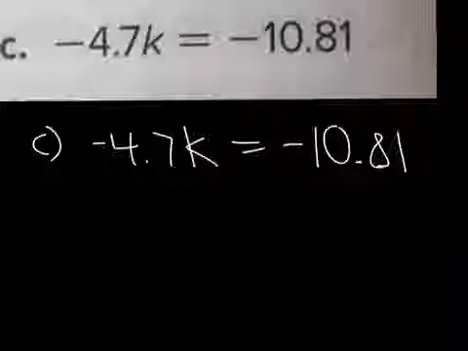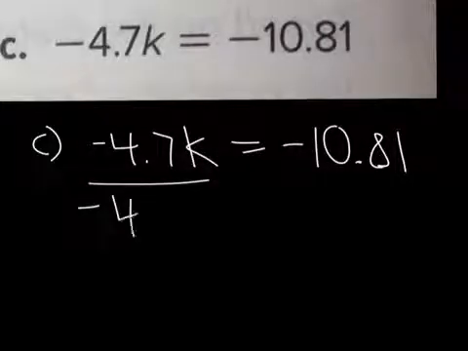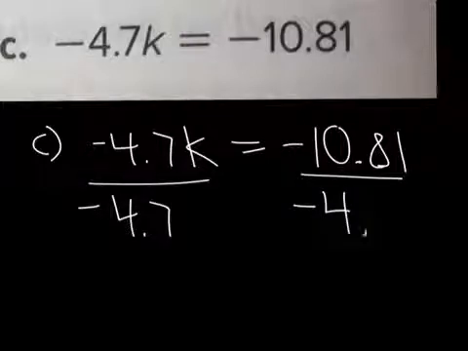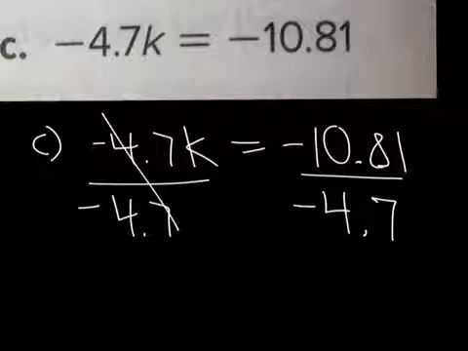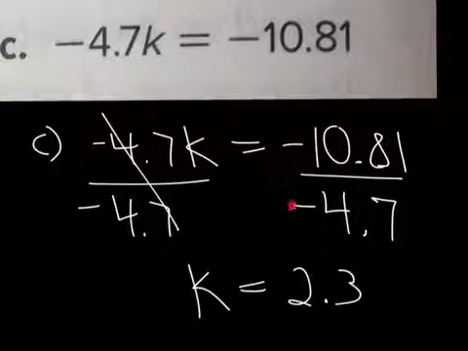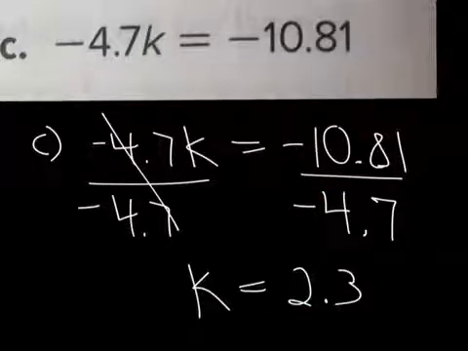Okay, and let's try C. Let's divide out the coefficient on both sides. Remember that it stays negative. And now these two will divide each other out, and now I have K equals 2.3. So negative divided by negative, same signs, is going to give you positive. Anytime they're the same signs, it's positive, so K equals 2.3.